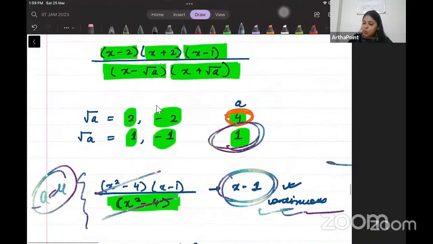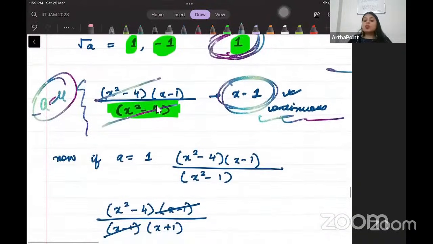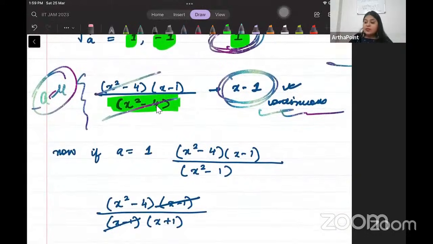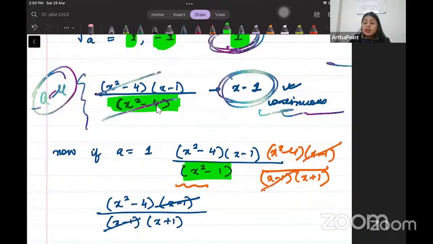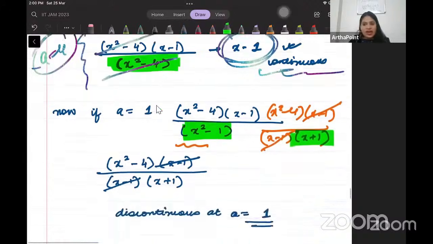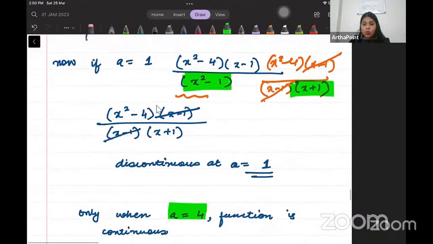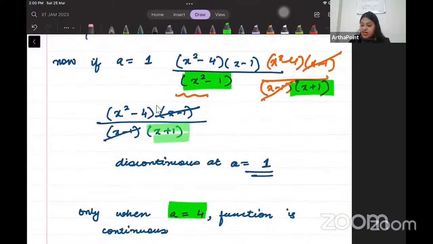But now let's say that a is 1. So if a is 1, the denominator will become x squared minus 1. So when I break the denominator, this is going to be x minus 1 into x plus 1. And my numerator will be x squared minus 4 into x minus 1. So this will get cancelled. But in the denominator, I will be left with x plus 1. And I cannot have my denominator as 0. So I will have a discontinuity at the point where my denominator is 0.